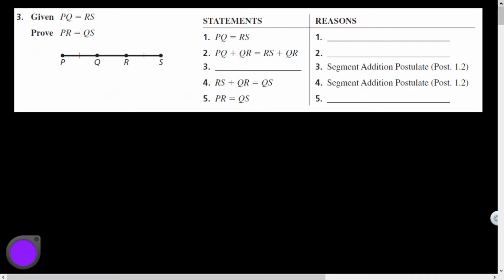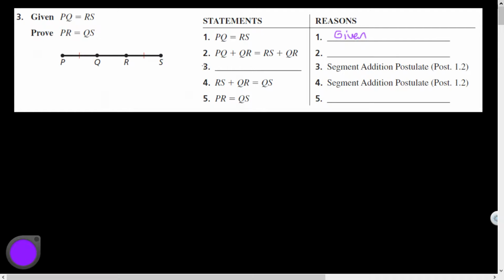So here we've got a two-column proof. They're asking us to fill in the blank. These are a little bit more hand-holdy. They're trying to help you out before we just throw you to the wolves. They said given PQ is equal to RS. So PQ equals RS. Reason for that? That's given, my friends. Given.